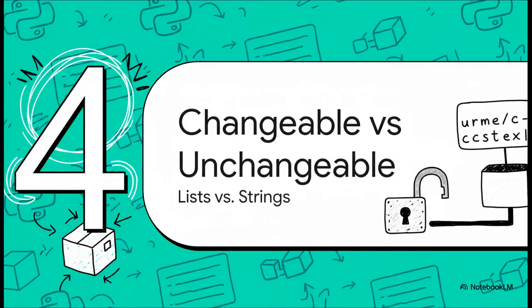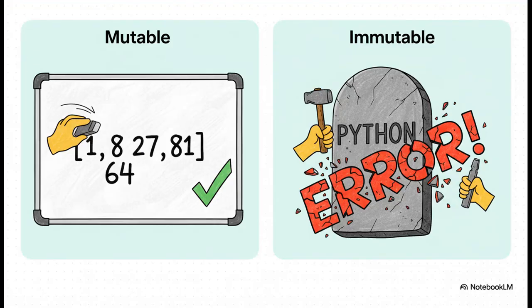So far, lists and strings seem pretty similar, but now we're going to talk about the one huge critical difference between them. And it all comes down to this: can you change them or not? Here it is. Lists are what we call mutable. It's a fancy word, but it just means changeable. If you spot a mistake in your list, like that 65 should be 64, you can just target that specific spot and replace it. No problem.